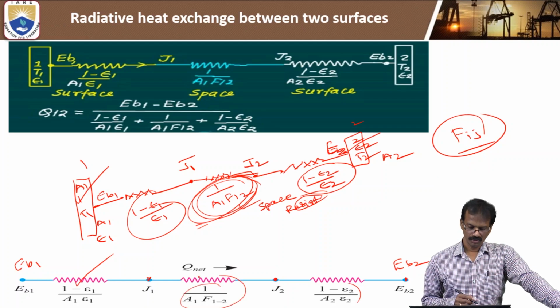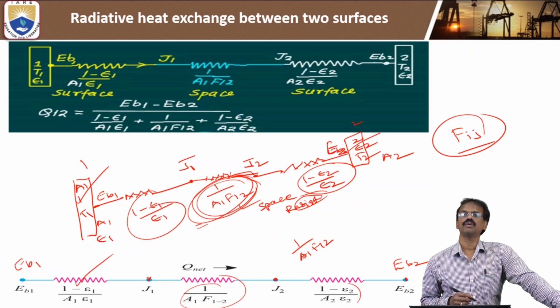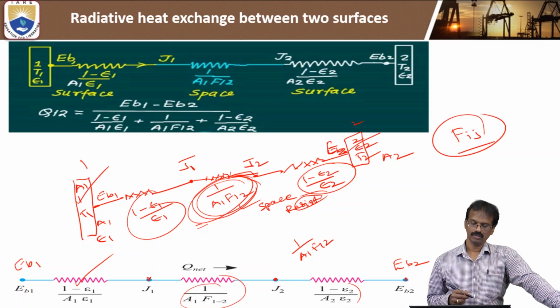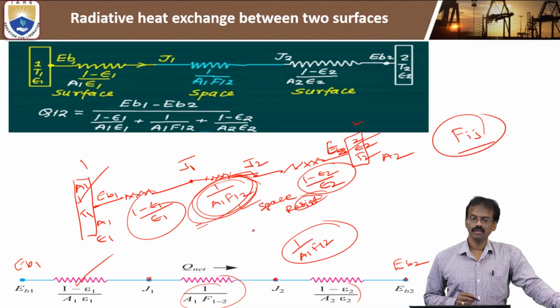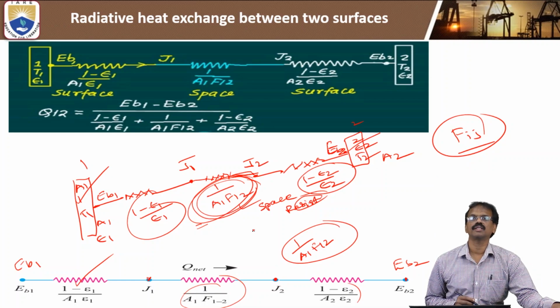That is nothing but, because heat is transferred from surface 1 to surface 2, you have to consider the area of the first surface and the view factor from surface 1 to 2, F12. Don't take F11 or F22 or F21 for these things. Okay, so this is called the space resistance.